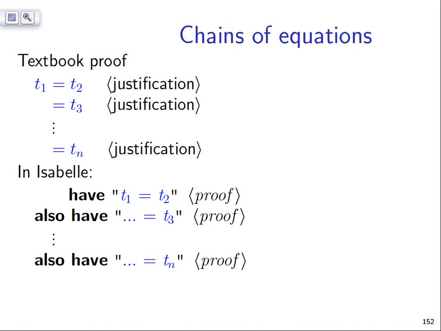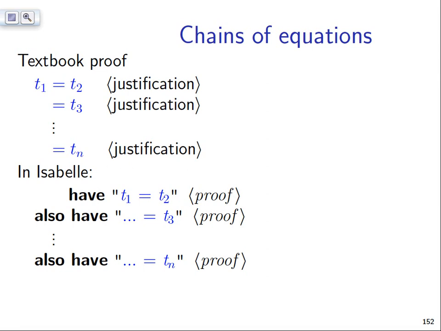So you start out with just a normal have, and then afterwards you just have a proof, as we used to. And then if it's a chain of things that continues from the previous have, then you write also have, and then you still have to write an equality, but you don't have to repeat the term t2. You can just write dot, dot, dot, really literally dot, dot, dot. And then equals, and then the term t3. And then again another proof that proves this equality. And then you keep going until you've reached the last term, and you've shown that the penultimate term is equal to the last term by some proof.